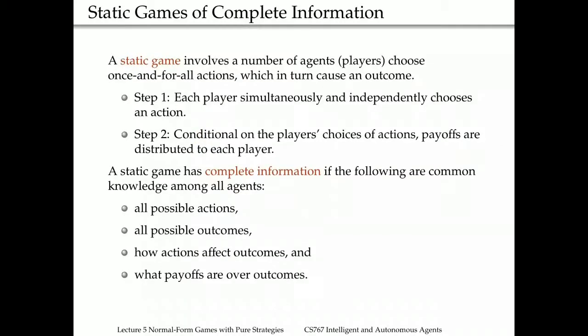And a static game has complete information if the agents know everything that has been happening. Of course, the agent would not know the other agent's decisions before making his own decision, but he would know everything else. That includes all of the payoff functions of everybody, all the actions, and what sort of outcome will be the result of what combination of actions. So that's what we mean by complete information. The scenario that I described to you assumes that the agents have complete information.